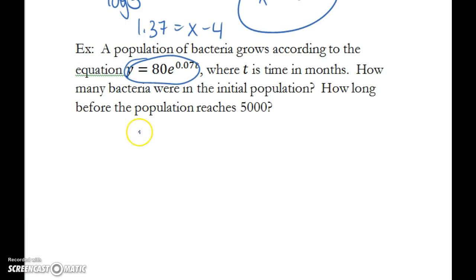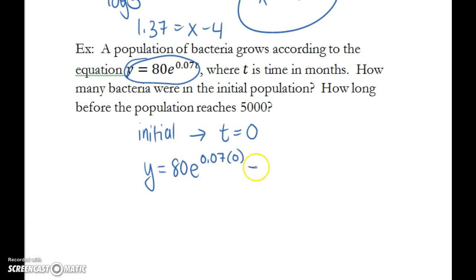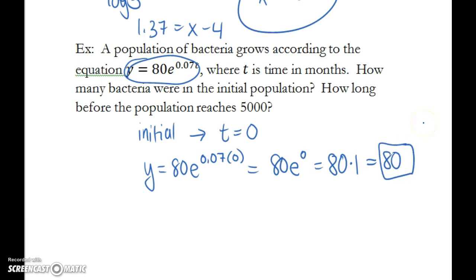We want to know how many bacteria were in the initial population and how long before the population reaches 5,000. For the initial population, that is when t is equal to 0, right? No time has passed. Initial means your starting value. So if we evaluate this at t equals 0, we put 0 in for t, which is 80 times e to the 0, which is 80 times 1, which is just 80. So our initial population of bacteria was 80 bacteria.